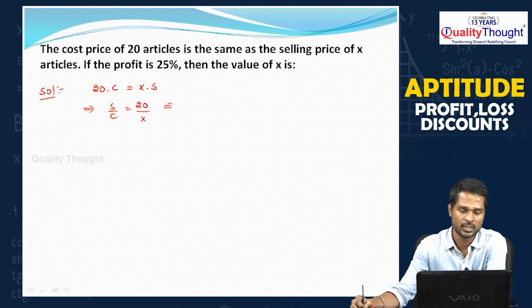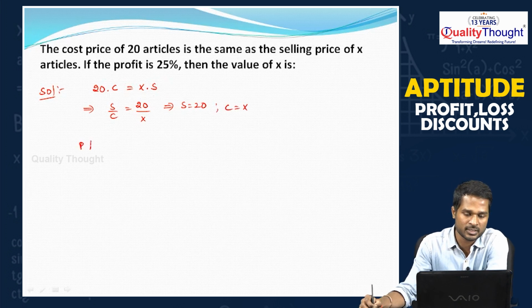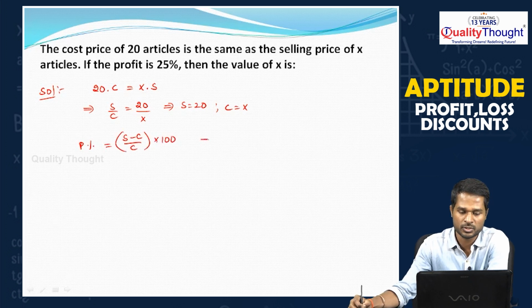So, from this let us write S is 20 and C is X. Now, what he said? He only said the profit is 25%. So, the profit percentage is 25, that is what he said. So, profit percentage is (S minus C) by C into 100. So, let us substitute the values here.